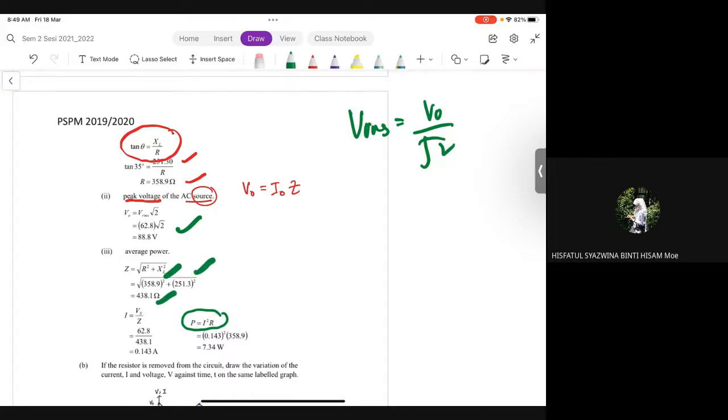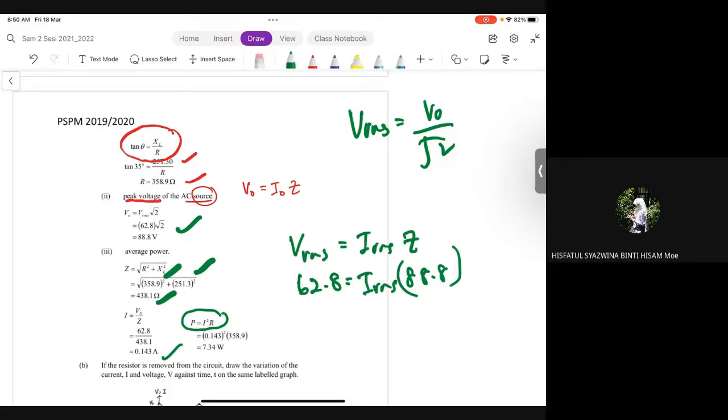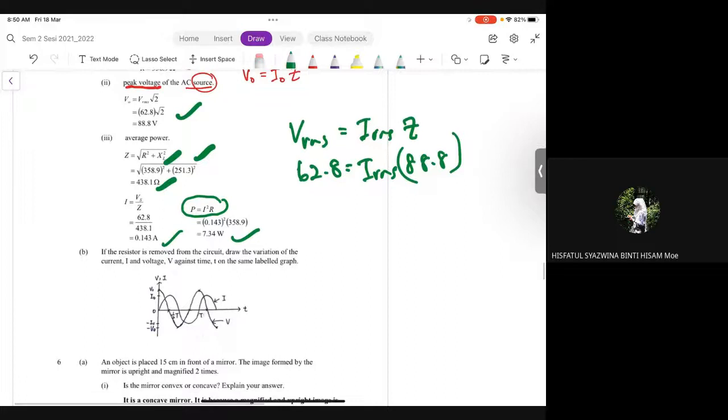Okay, lepas tu you nak cari, so you guna formula VRMS sama dengan I RMS Z. So VRMS dah ada tadi 62.8. IRMS you nak cari Z dah ada 88.8 lah. So you akan dapat the I lah 0.143 ampere. So after that you masukkan ke dalam ni. So you masukkan I squared R, so you get 7.34. Unit adalah watt.